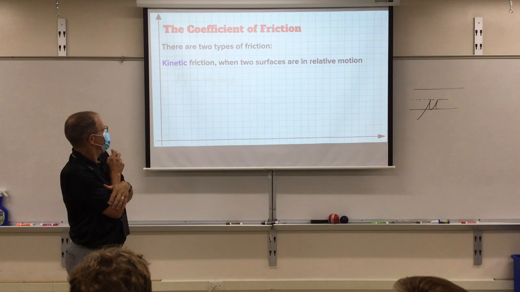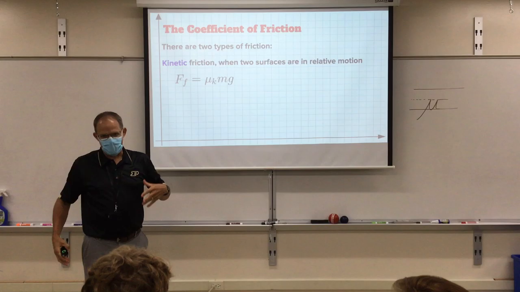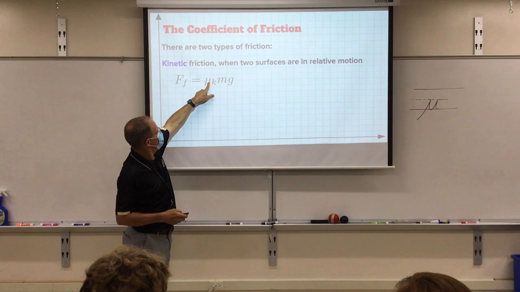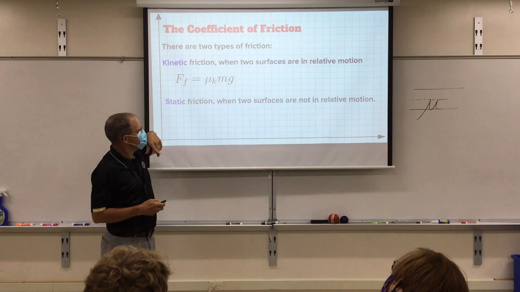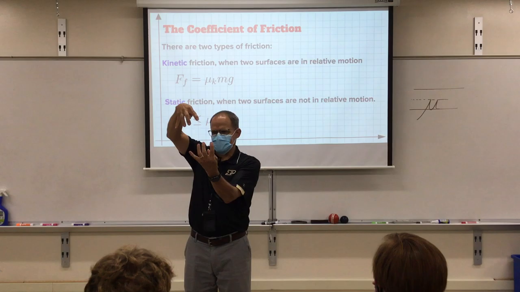All right, now, don't take notes on this, because I want you to see it, I don't want you to memorize it or waste time trying to commit it to memory. There's two kinds of friction. When surfaces are in motion, we have kinetic friction. Kinetic means motion, right? Like kinetic energy is energy of motion. A kid who's hyperkinetic is a kid who's just zooming around nonstop. So if something's moving, we use mu sub k, the kinetic friction constant. And if something's sitting still, we use the static friction constant, mu sub s.